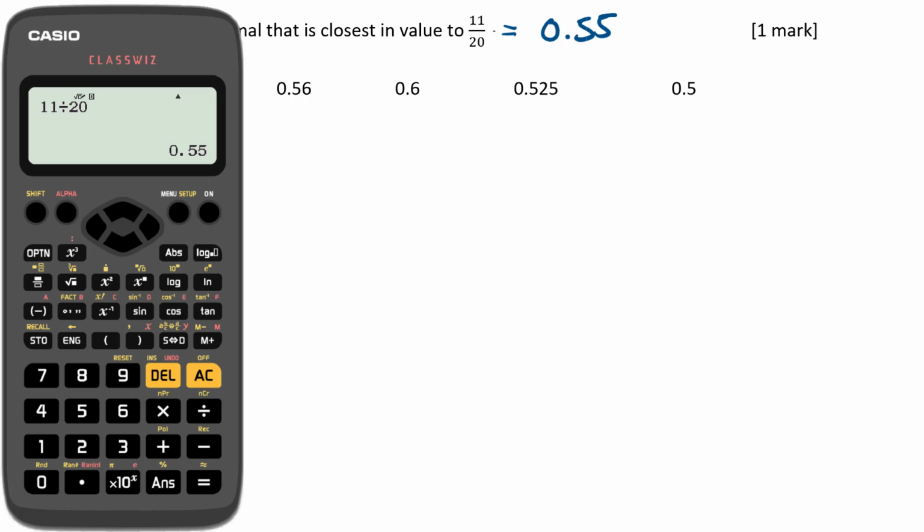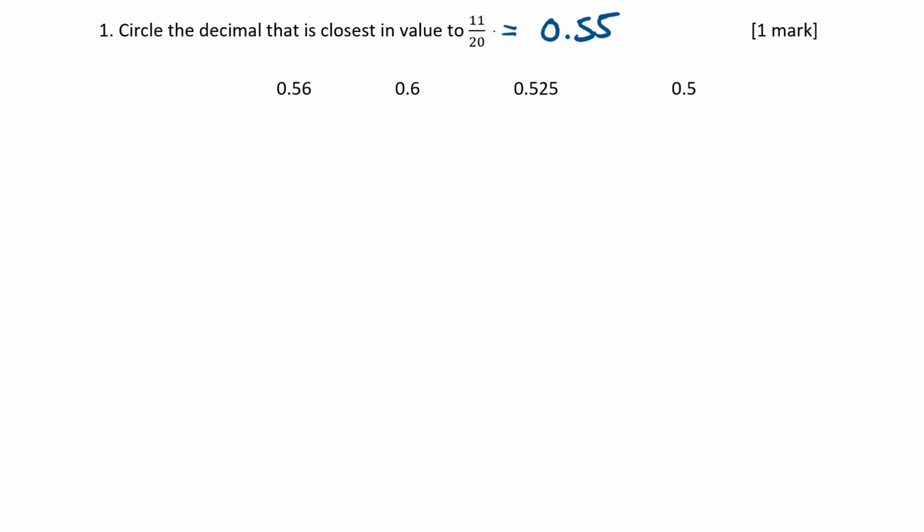Okay, now which one is closest to 0.55? I've got 0.56, that looks pretty close. I've got 0.6, which is the same thing as 0.60. 0.525 and 0.5. I think it's that one there, isn't it? 0.56.